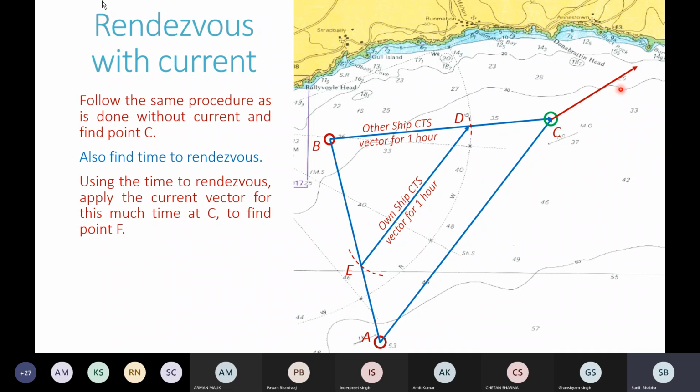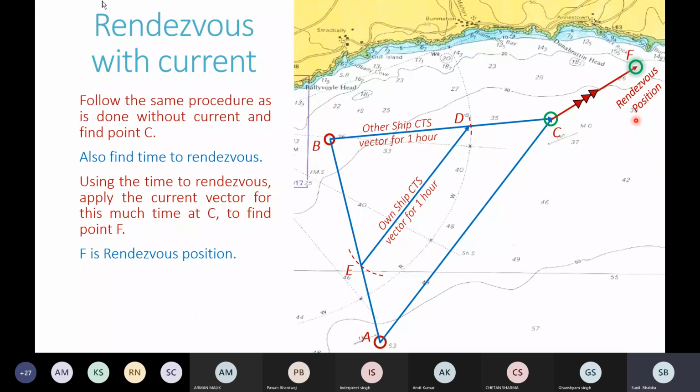Now the current vector is represented by 3 arrows. So let's plot the 3 arrows here. We have these 3 arrows showing this current vector. Now wherever this current vector is ending, let's name that as point F. So we have this point F on our chart. This point F, which we have found, is our rendezvous position in this particular question. So we have obtained our rendezvous position.